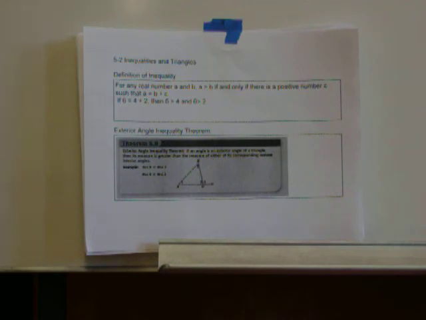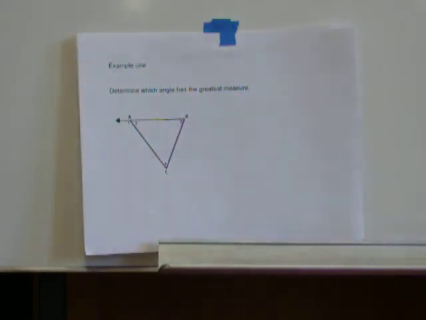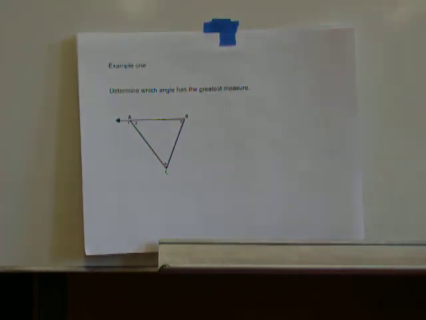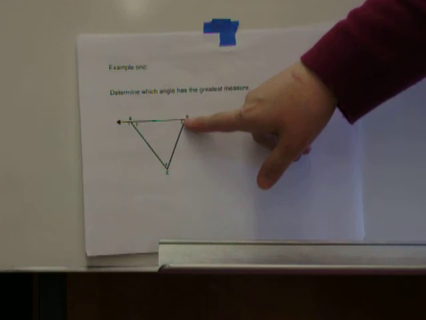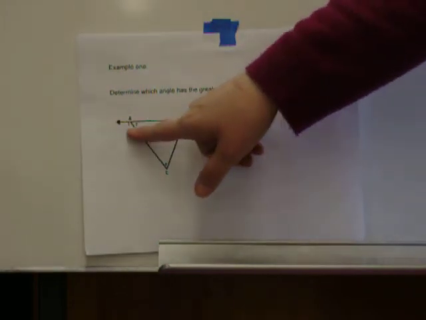So I'm going to give you an example. I want you to take a look at example 1. It says determine which angle has the greatest measure. I'll give you a moment. So now we're going to look at this and say, we know that angle 1 here equals the sum of these two remote interior angles. So angle 1 in this case is going to be your angle with the greatest measure.